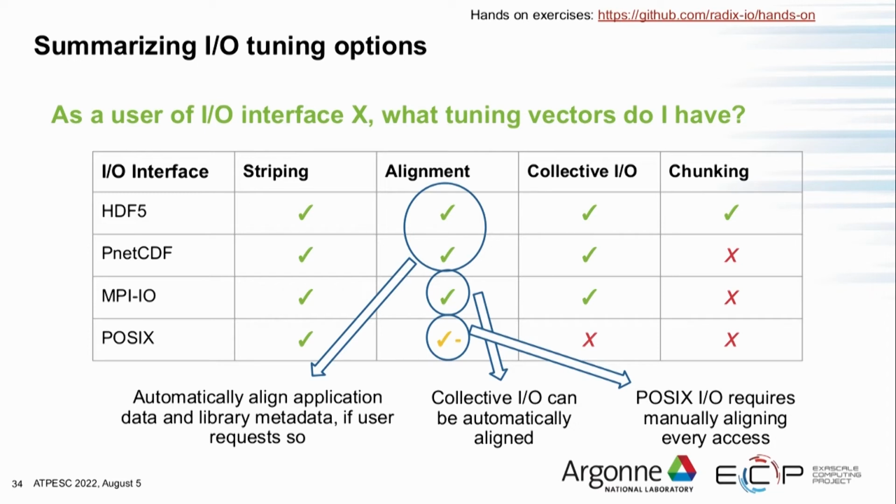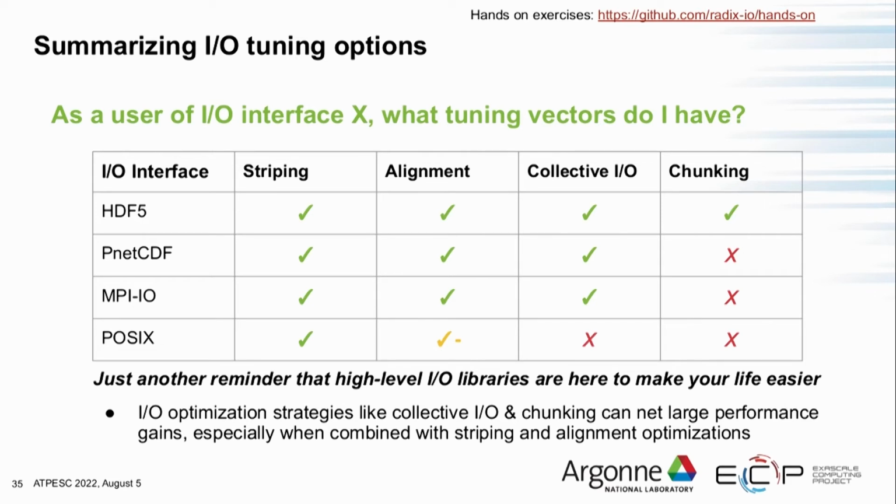Collective I/O, as you guys I'm sure have picked up on by now, is available in MPIO natively and used by PNetCDF and HDF5. POSIX, obviously, as we've been complaining about loudly all day, does not have any collective I/O features. And lastly, chunking is something that's only available in HDF5 at the moment. So just another reminder to please use high-level I/O libraries where you can. They hide a lot of the complexity of these different tunables from you and just make your life generally a lot easier. So if you can help it, try to use those.